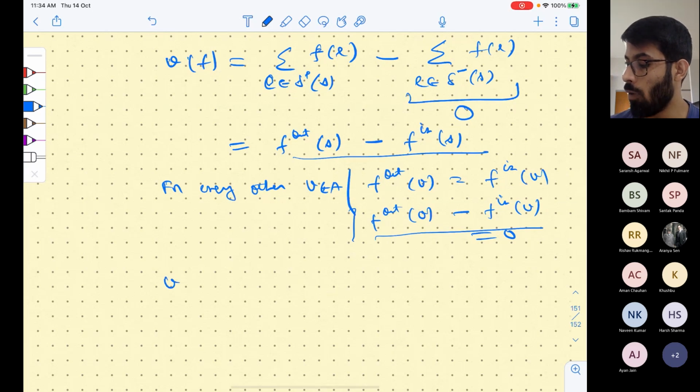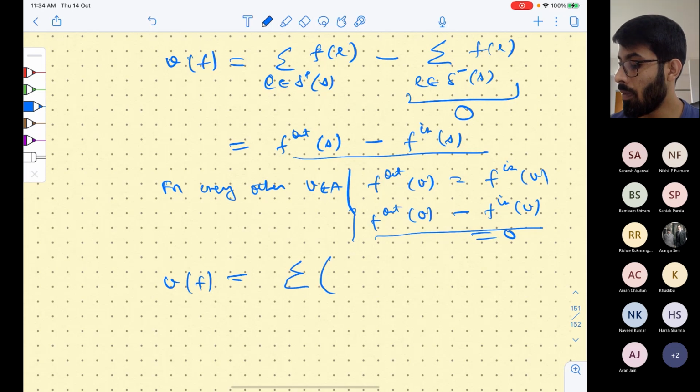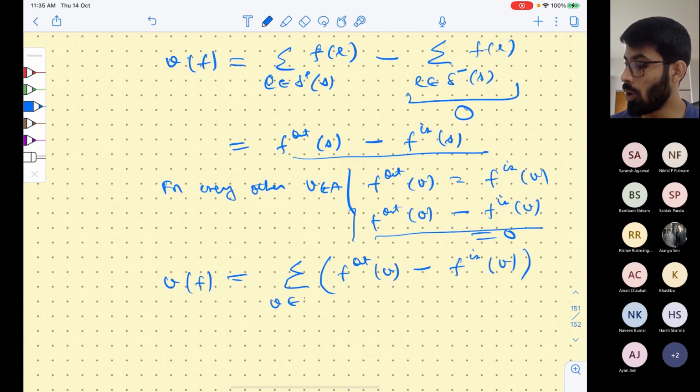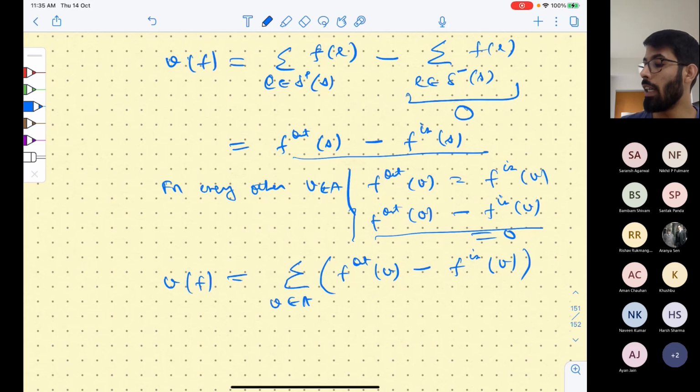So we can say that the value of F is equal to the summation of F out of V minus F in of V for V belongs to A, right? And why is this true? Because this value is 0 for everything else apart from S. And for S, this value is exactly the value of the flow.